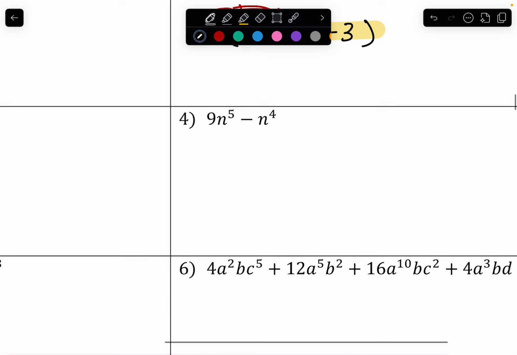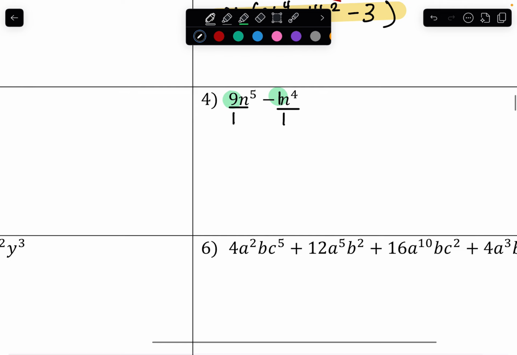Looking at number 4, my coefficients are 9 and 1, an invisible 1. And so when that's the case, 1 is going to be your GCF, and you really don't have to write it, but I think it's helpful just to visualize. And then looking at our variables, we have n to the 5th and n to the 4th, and so n to the 4th is our variable GCF. And so my GCF is 1 n to the 4th. I'm going to leave the 1 off when I write my final answer.